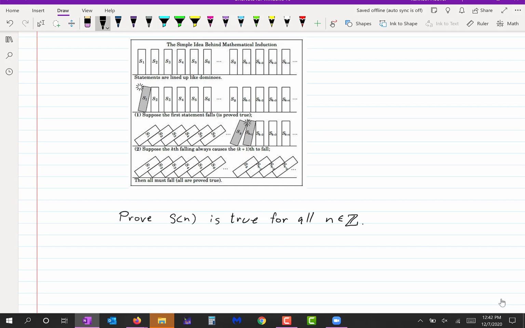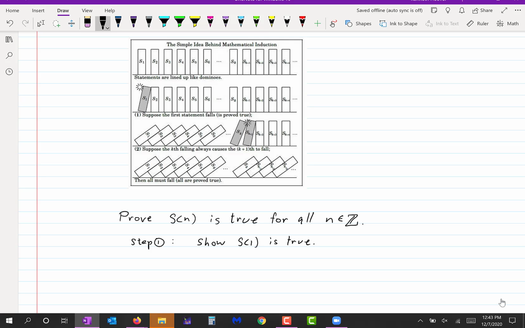Okay? So step one, you show S of 1 is true. That's something that you do manually, meaning you prove that S of 1 is true. It's usually not difficult. Okay?